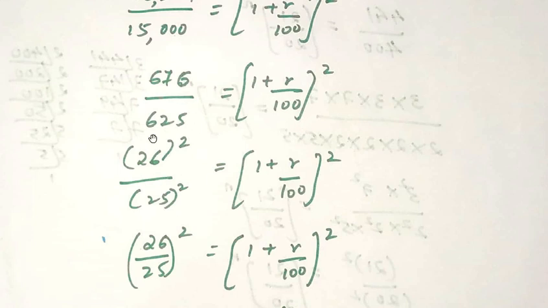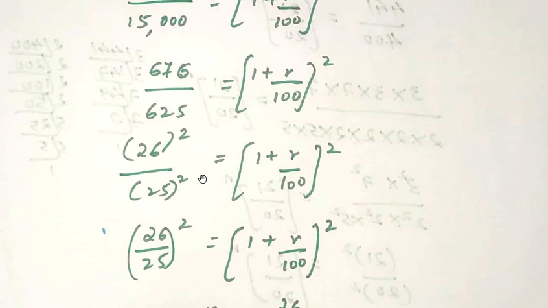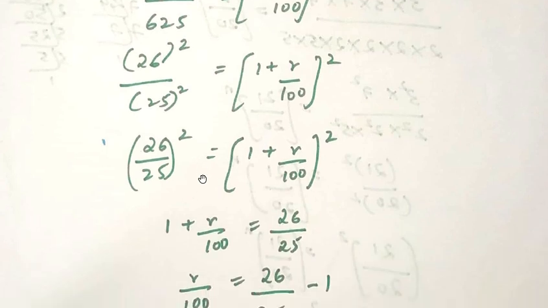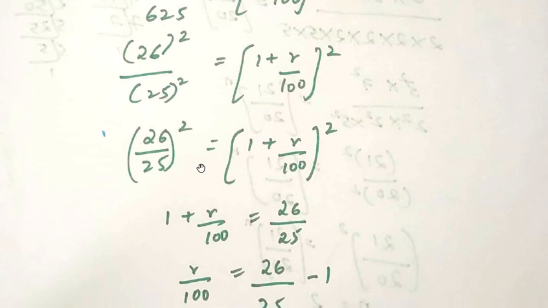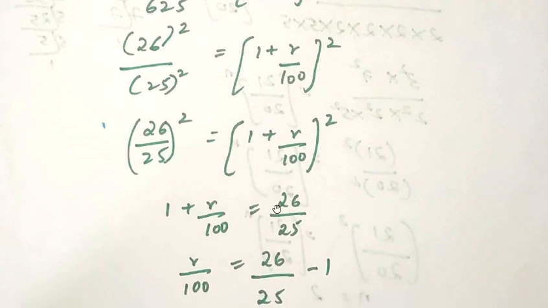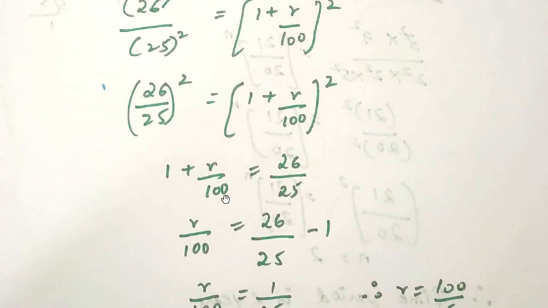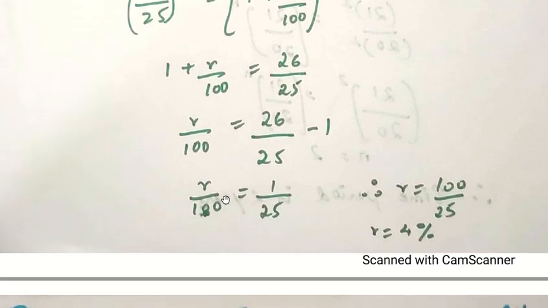So you can find out the factors, then multiply the factors in order to get a value which is equal to the square root. So when you find it out in the same way as we did in the previous problem, you get 26 square divided by 25 square. Therefore, when the square and square get cancelled, 1 plus r divided by 100 is equal to 26 divided by 25.